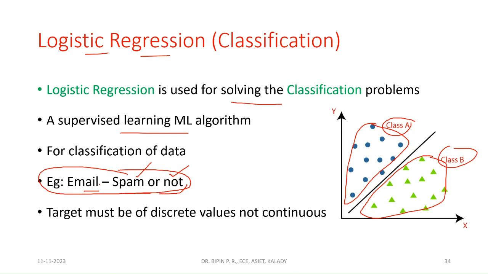Now, as just now I explained, here the target variable, that means the output y or target, should be a discrete value, ones or zeros. Okay, and it should not be continuous. Now, if the output is continuous, we need to go for linear regression. If it is of categorical and discrete type, we can go for logistic regression. Okay.